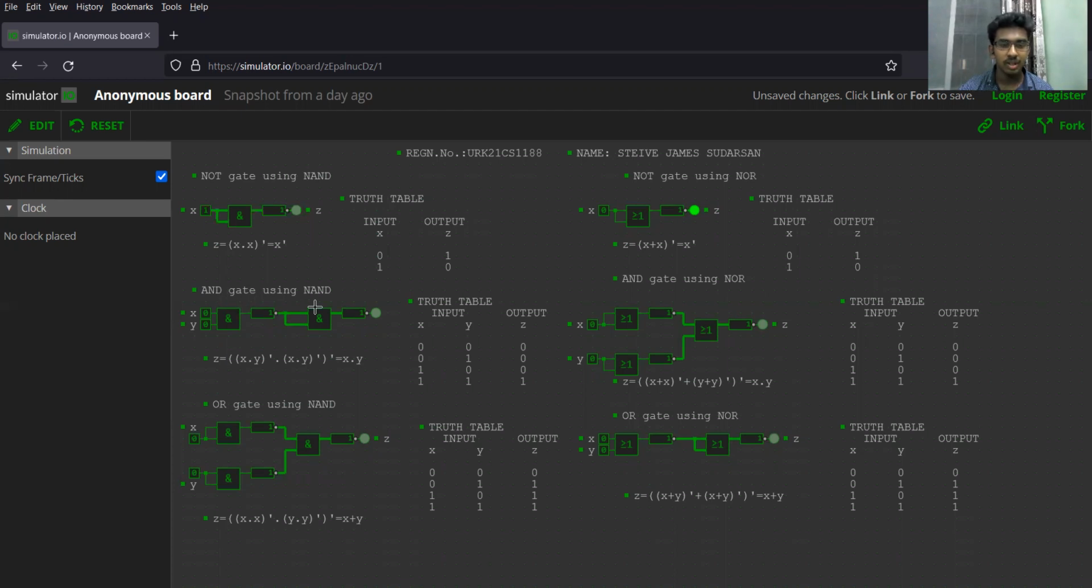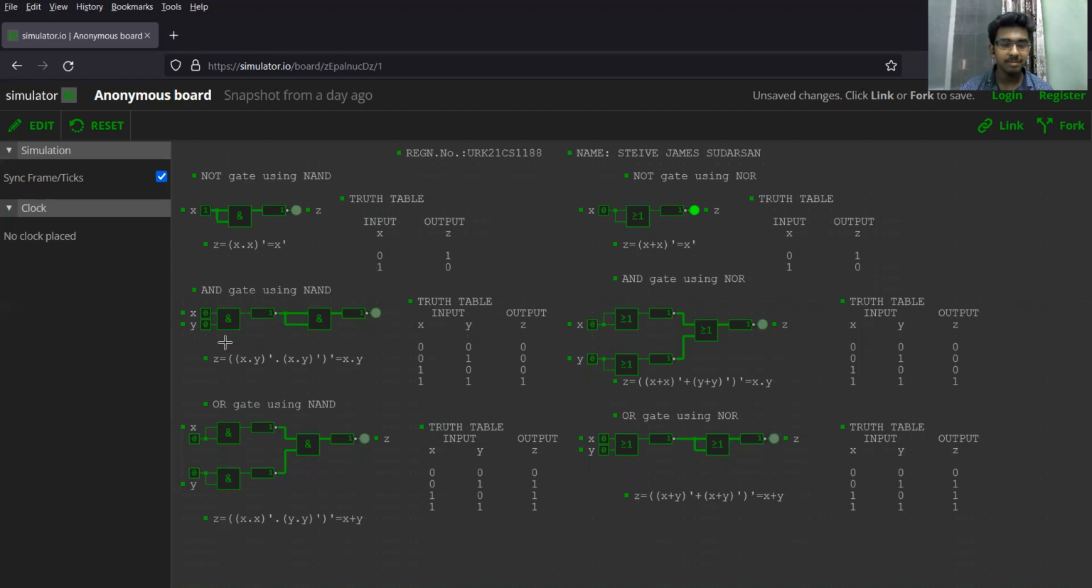The first NAND gate reverses the process of the AND gate, and the other NAND gate reverses the process of the first NAND gate back into AND. So we get the output as an AND gate. Its formula is x dot y, the whole complement, dot x dot y, the whole complement, and the whole complement is equal to x dot y, which is nothing but the formula of an AND gate.